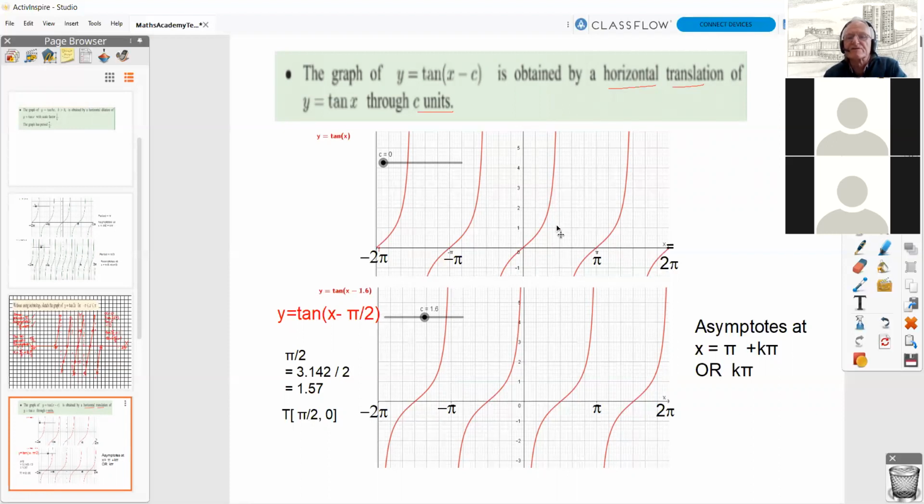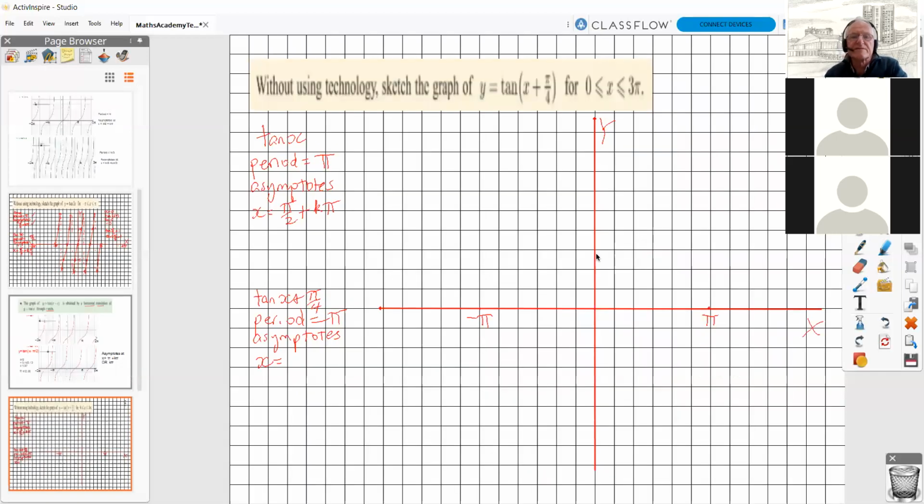Even the asymptotes, this is the important thing for our drawing to see, is this asymptote here at pi on 2 has moved over to here to pi. In other words, it's moved right by pi on 2. So we could say the new asymptotes are pi, which was the first one's gone to, plus k lots of pi. Well, that's just saying it's an integer number of pi, isn't it?